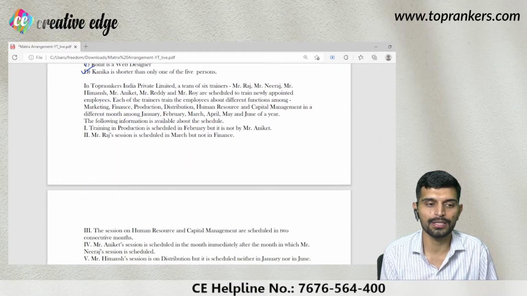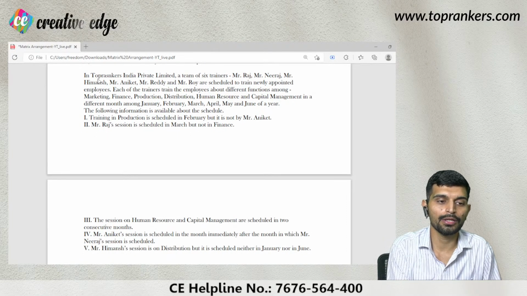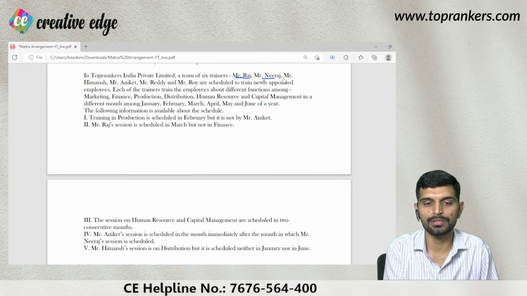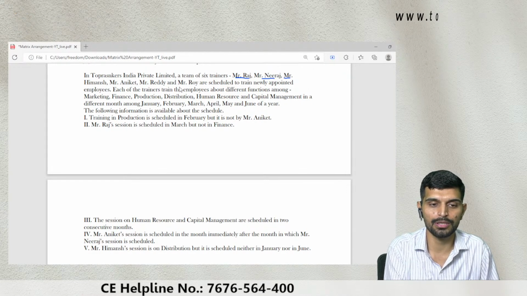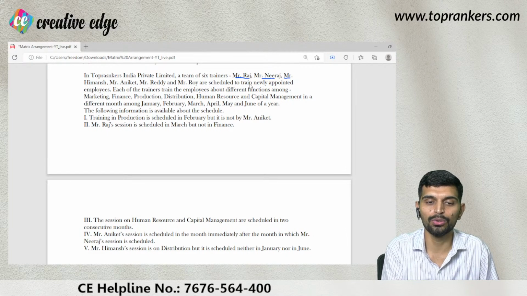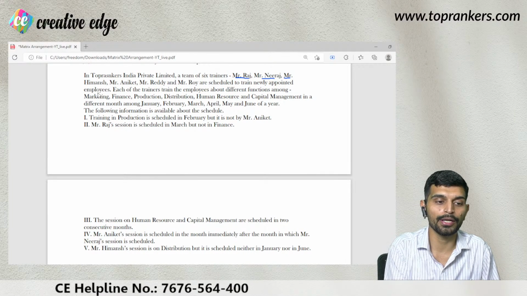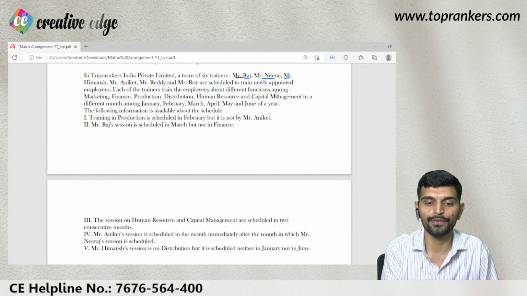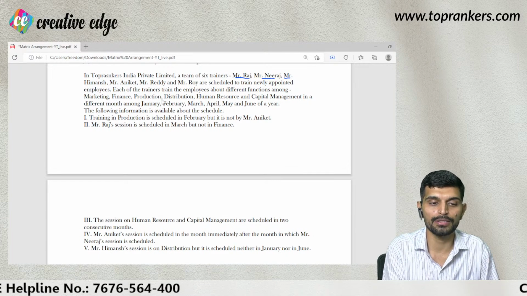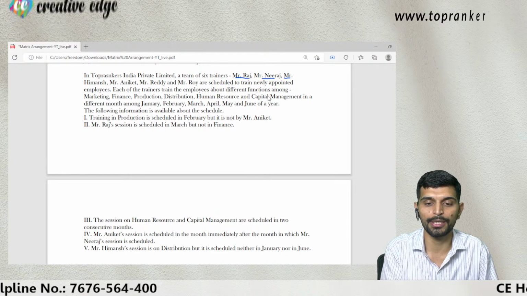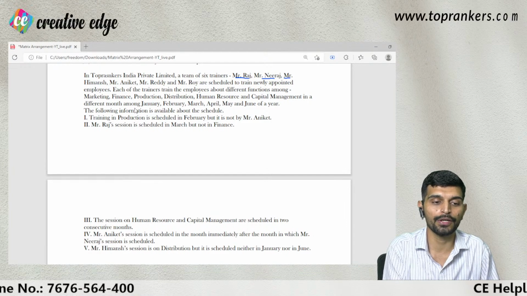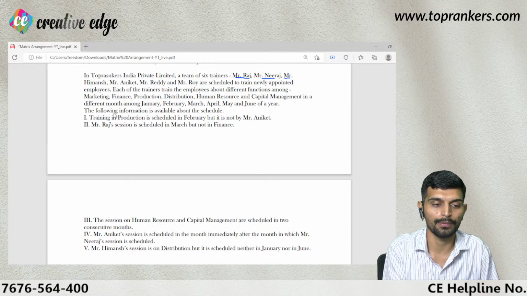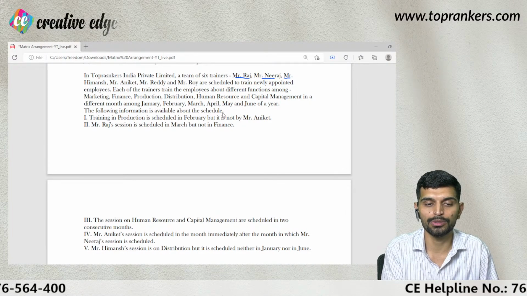So, second situation. In Top Rankers India Private Limited, a team of six trainers, Mr. Raj, Mr. Neeraj, Mr. Himansh, Mr. Aniket, Mr. Reddy, and Mr. Roy, are scheduled to train newly appointed employees. Each of the trainers trains employees about a different function among marketing, finance, production, distribution, human resource, and capital management, in a different month among January, February, March, April, May, and June of a year. The following information is available about the schedule.